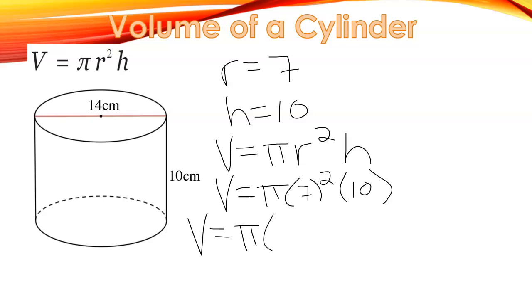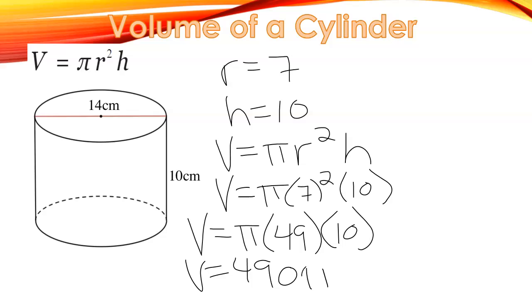So I have pi times 49 times 10. And then 49 times 10 is 490. So if I'm leaving it in terms of pi, the volume is 490 pi centimeters cubed.